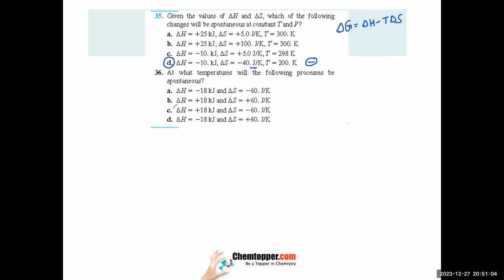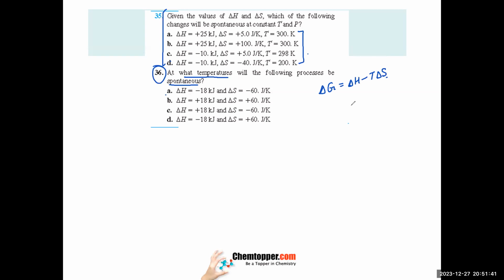Very good. Okay, now let's do question 36. So these questions are very simple. If you know the concept, you just have to check the sign of delta G. Check this 36. At what temperature will the process be spontaneous? That's the question. So you know that delta G is equal to delta H minus T delta S, right? That you know.